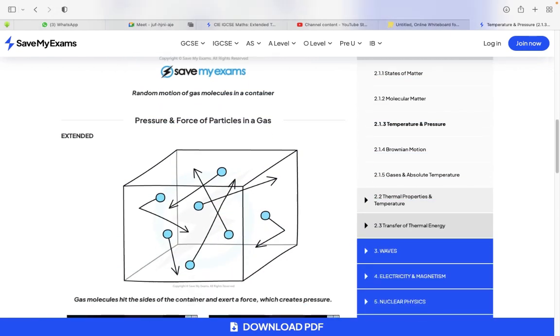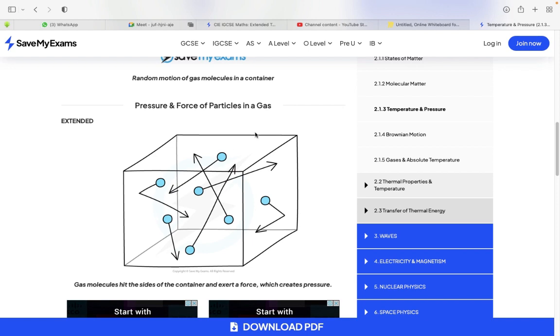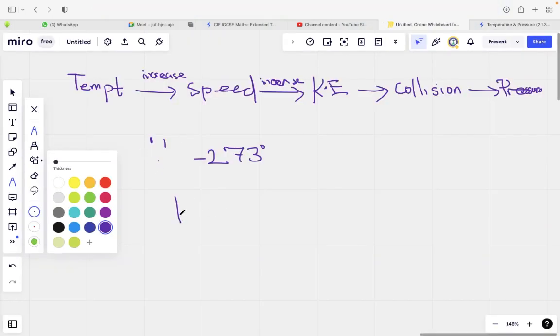Let's move quickly. Now, pressure and forces of particles in a gas. We said pressure is related to force. We say pressure of molecules in a gas is the force per unit area, meaning the force is that particular hit. The molecule hits the wall. That hit, slap, kick, push, pull, they are all forces. So when a molecule hits the wall, that's a force. When it hits another molecule, it's with a force.